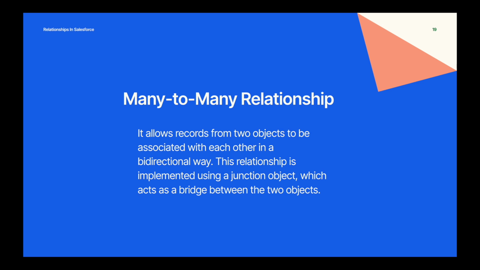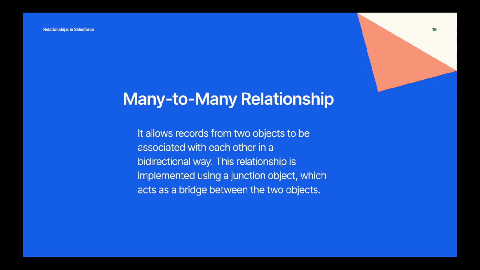Then the next relationship is many to many relationship. As its name suggests, many records of an object can be connected to many records of another object. Earlier we had discussed that one to one relationship can be called a lookup relationship. Now we are talking about many to many relationship. Many to many relationship allows records from two objects to be associated with each other in a bidirectional way. So what does it mean?